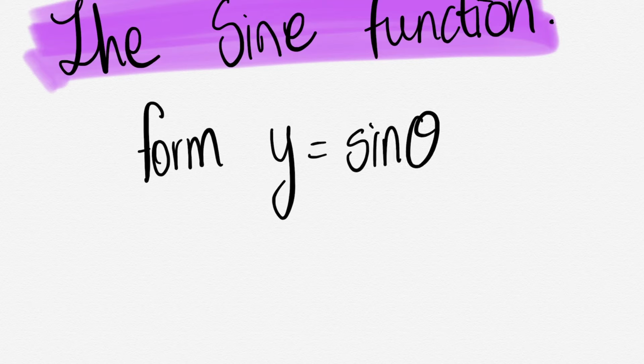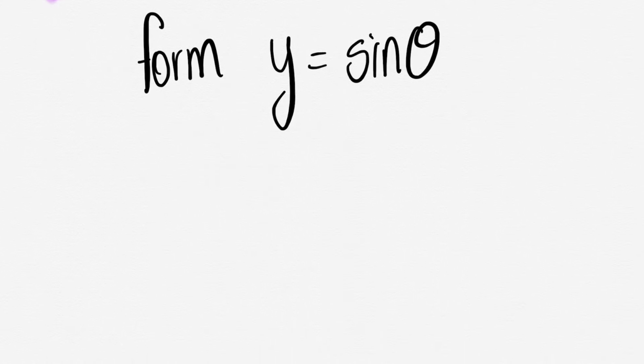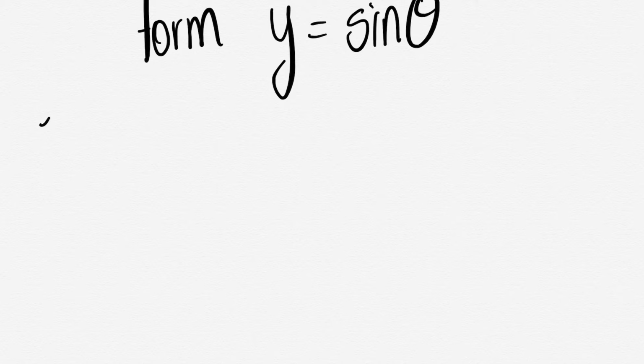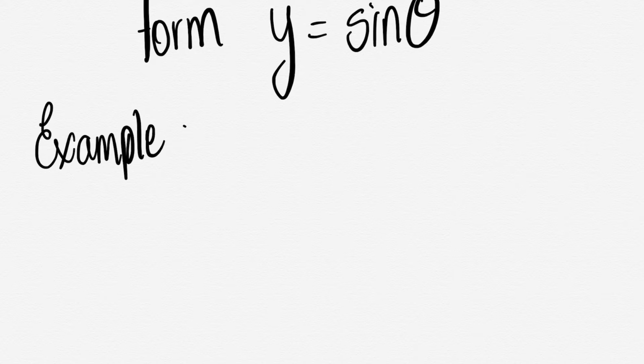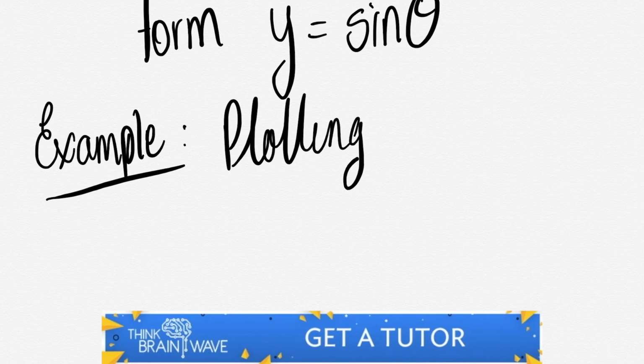So we'll be doing a sine function in the form of y is equal to sine theta. This is your general basic function. It starts off at sine 0. Sine 0 is equal to 0. At sine 90, the value would be 1. And at sine 180 you go back down to 0.